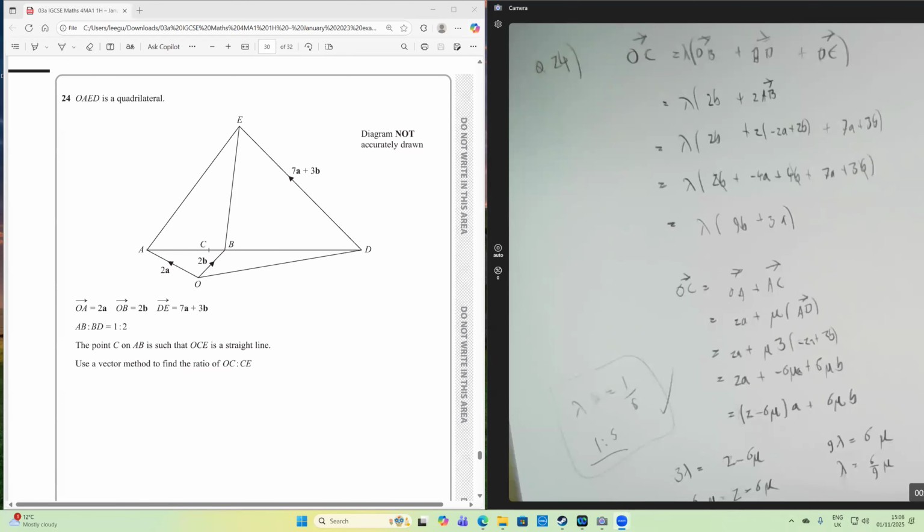Hello everyone, this is question 24 from paper 1 from IGCSE 2023, and it's a vector question. So it says OAED is a quadrilateral, and it tells us all the information there.